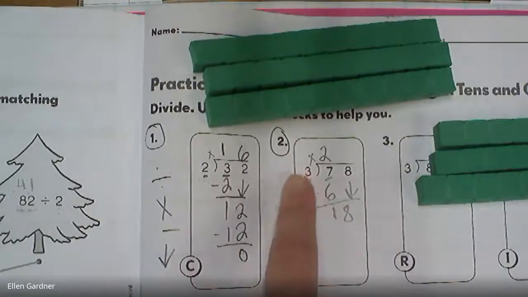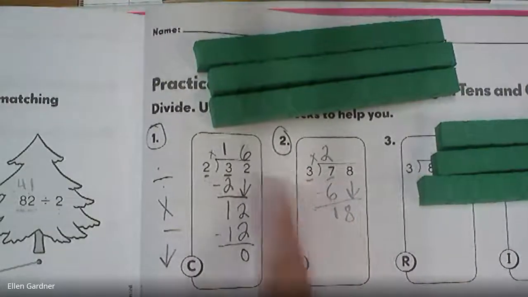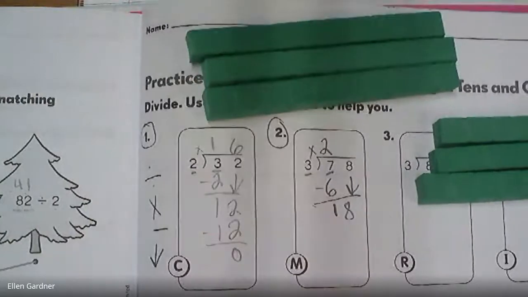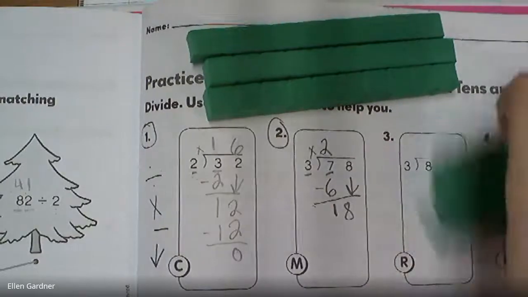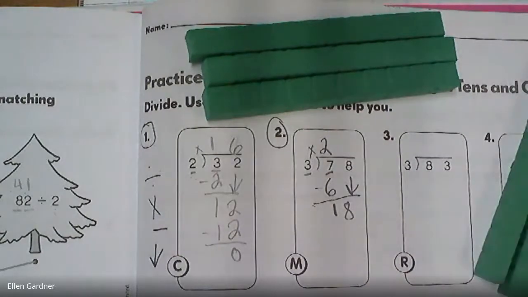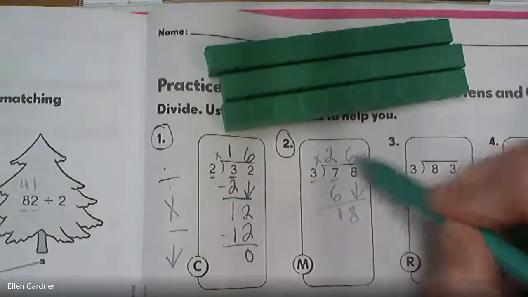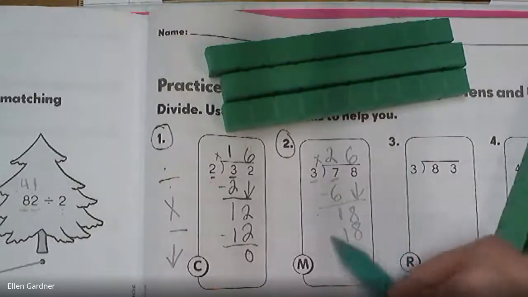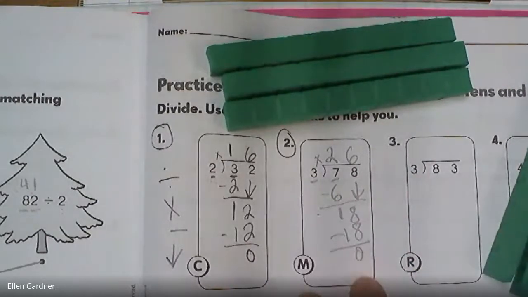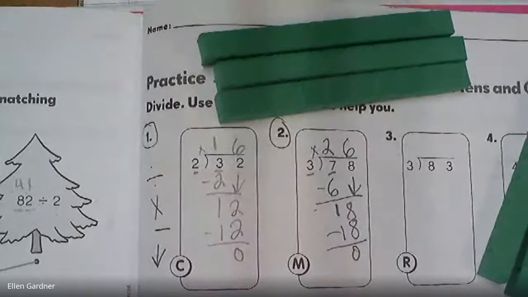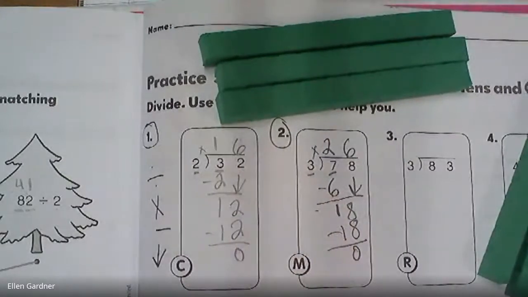Now, how many times does 3 go into 18? This is not going to be an even division. Oh, I'm sorry, it is. I was looking at the wrong one. We are going to have an even division here. 3 times what number is 18? 6. Good. 3 times 6 is 18, and once we subtract, we see there's 0 remaining because 18 divides evenly into 3 groups.